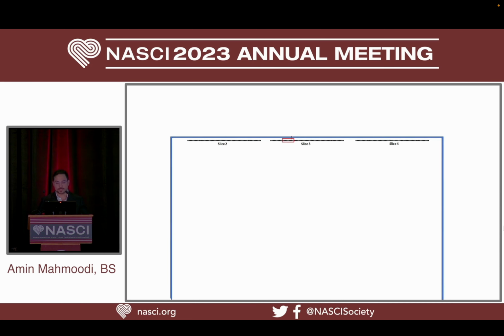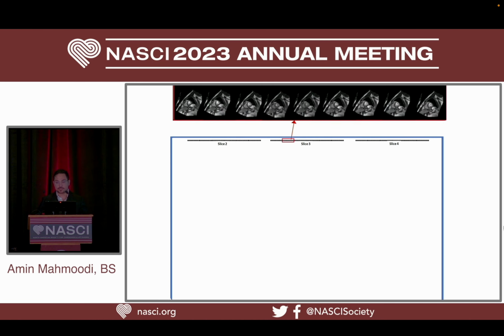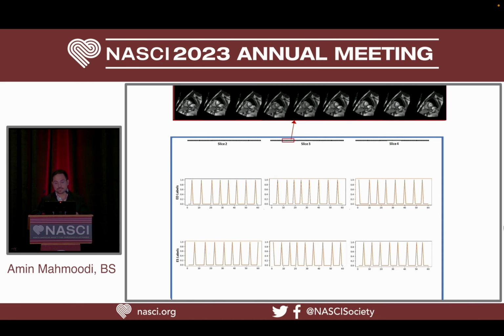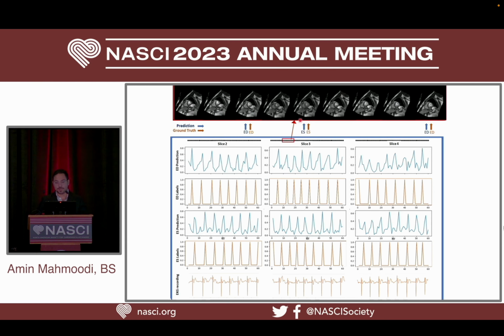We have 3 slices of real-time data. Each slice has multiple frames, and these frames were labeled by 2 physician scientists in training and overseen by 2 cardiothoracic radiologists for both end diastole and end systole. Further, that was correlated with the EKG signal for each of those patients. Our model predicts very accurately where end diastole and end systole is for each of these slices, as shown.